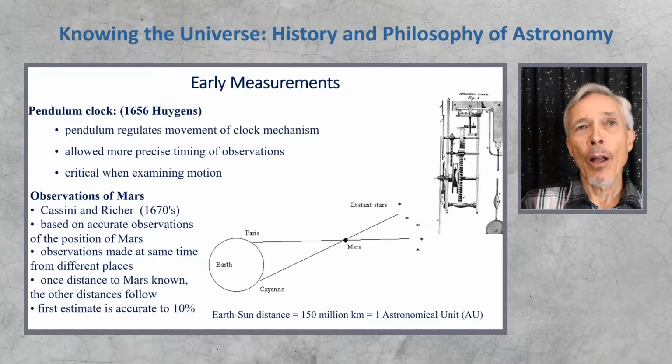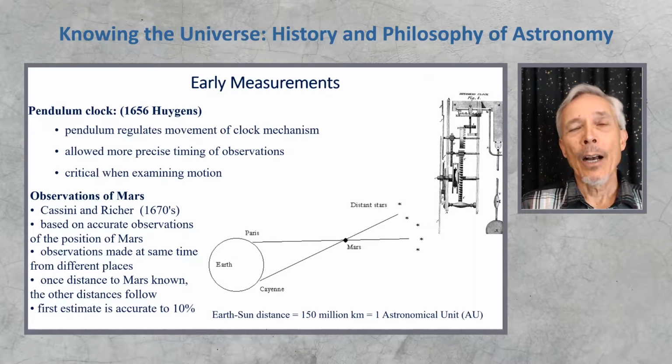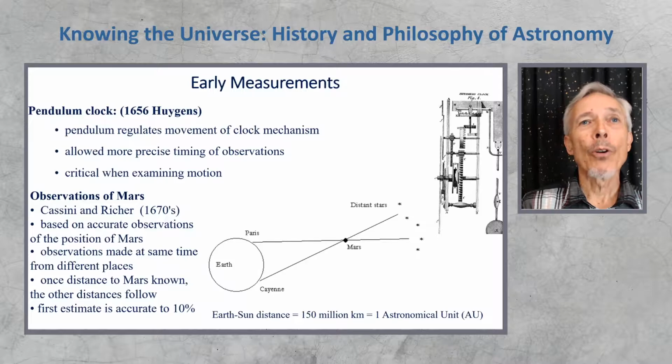The pendulum clock, of course, was key to this. Huygens had a pendulum clock with a beautiful regulation of the mechanism, allowing the most precise observation timing available to that point, giving critical motions. The first observations of a planet and distance using the method of parallax, essentially doing trigonometry on this triangle you can see in the diagram with a very small angle, was done by Cassini and Richter in the 1670s.